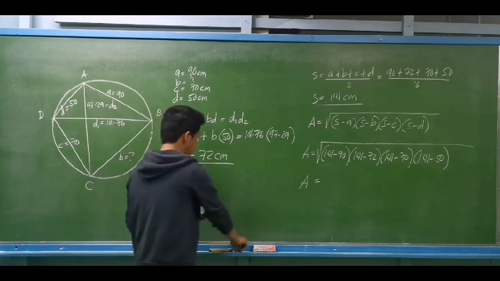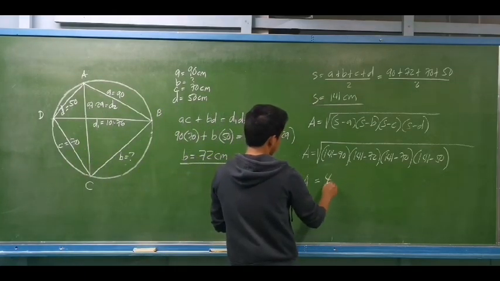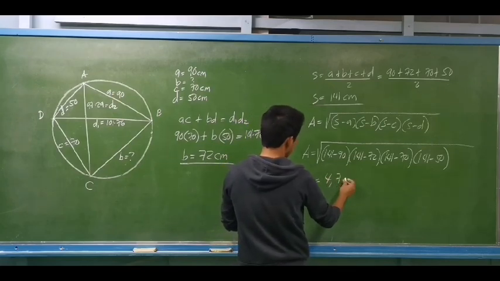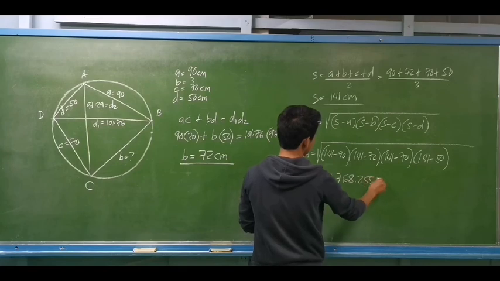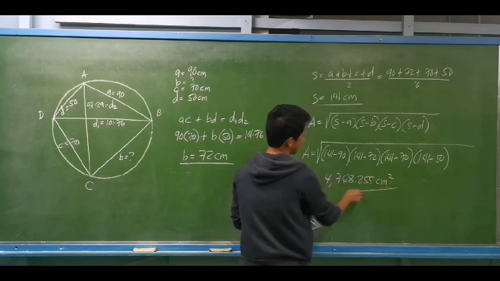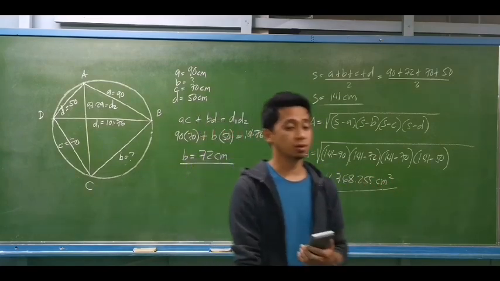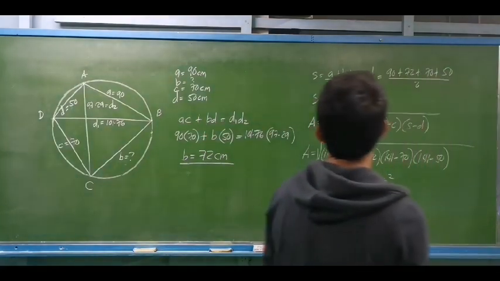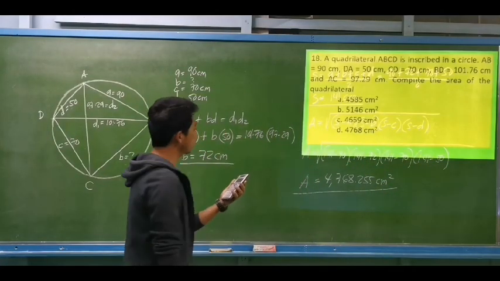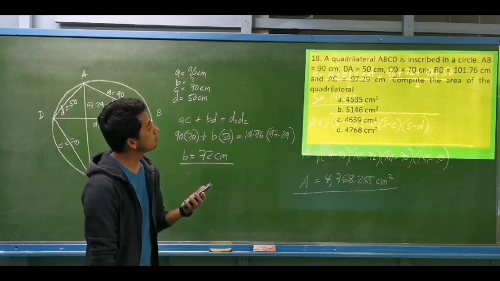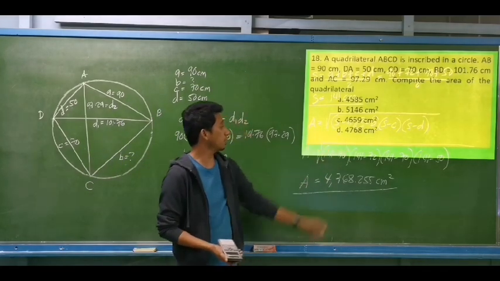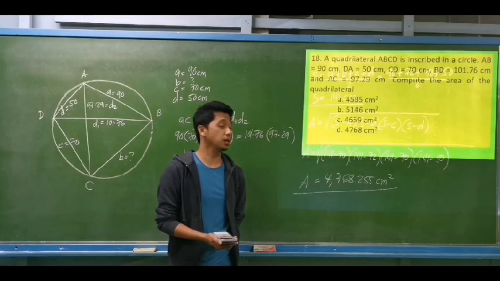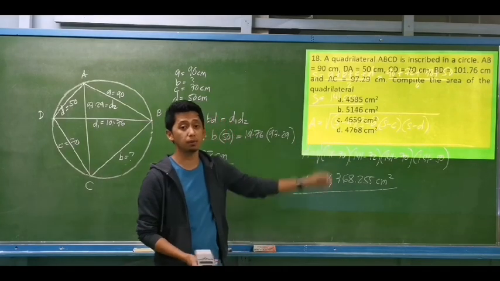So, this is equal to 4,768.255 square centimeters. Check natin sa choices. 4,768.255. Okay, pinakamalapit, letter D. Around din na lang yung given. 4,768 square centimeters. So that will be our answer.